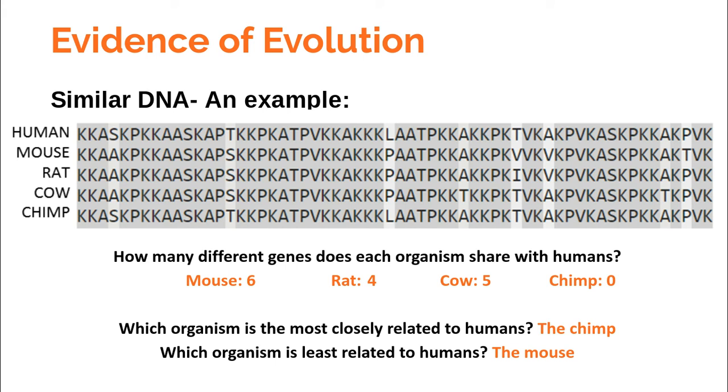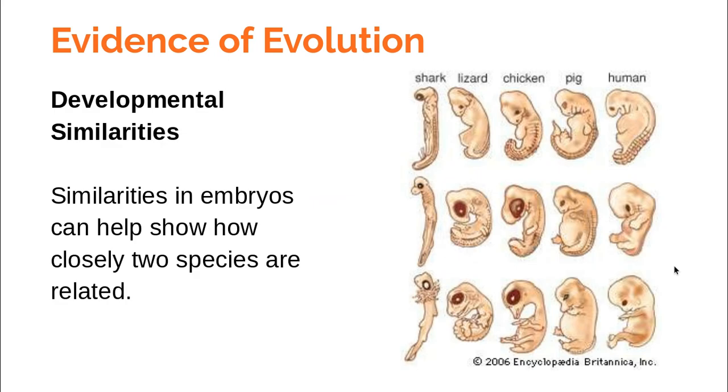All right, here is another example, developmental similarities. Another way that we can compare if living things are related or not is by looking at their embryos. So this is called embryology. Here in the first row, we have an early image of what each of these organisms look like when they are in their mother's womb.